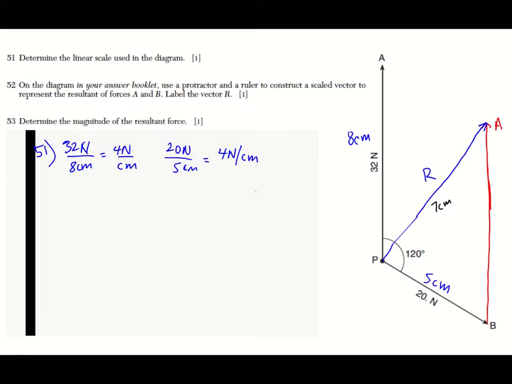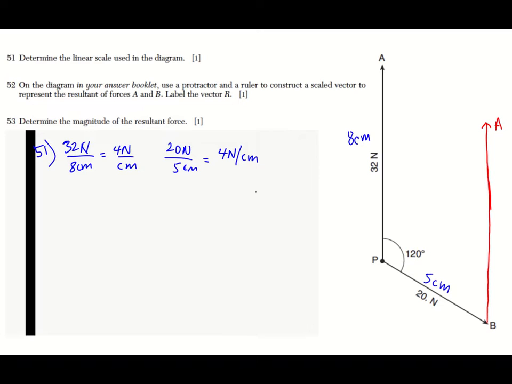Now question 53 says we have to determine the magnitude of this resultant force. So how many newtons is vector R, the resultant? We're going to go back to 51 and use our linear scale. If the resultant vector is 7 centimeters long, then it's going to be equivalent to 28 newtons.